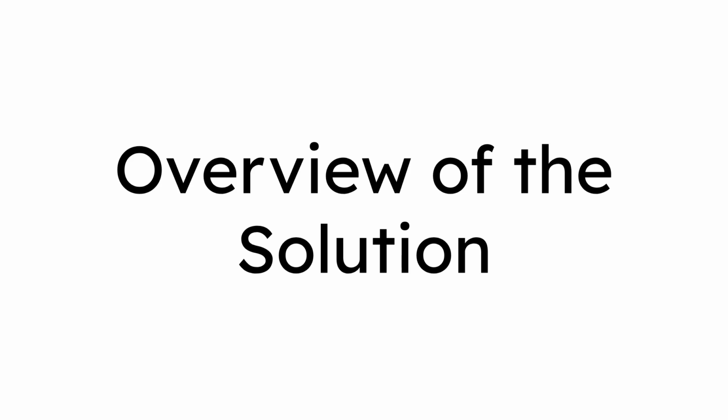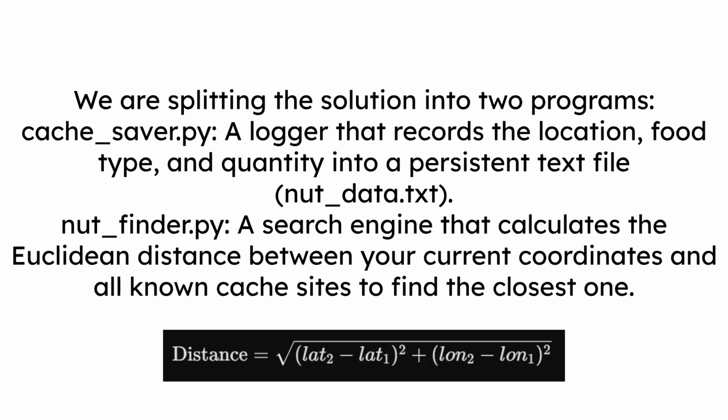Overview of the solution. We are splitting the solution into two programs. CacheSaver.py, a logger that records the location, food type, and quantity into a persistent text file, nutdata.txt. NutFinder.py, a search engine that calculates the Euclidean distance between your current coordinates and all known cache sites to find the closest one.